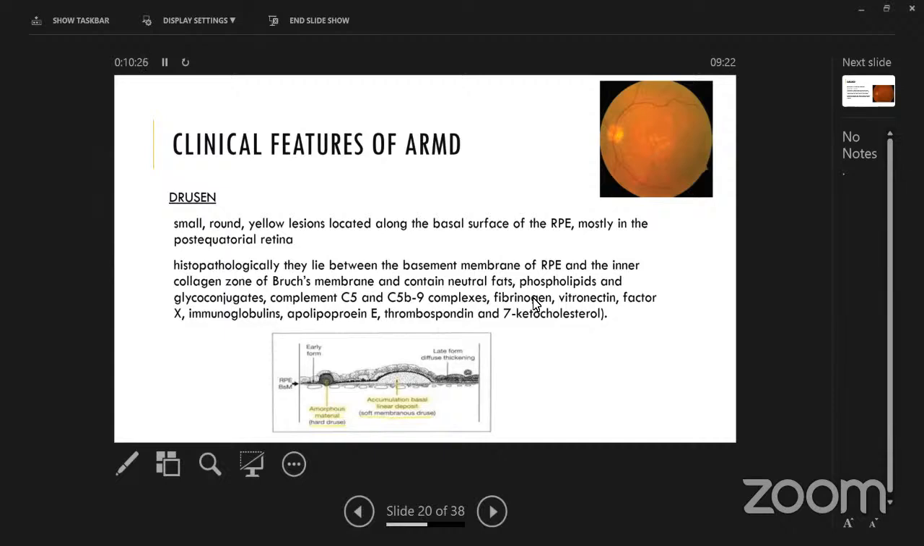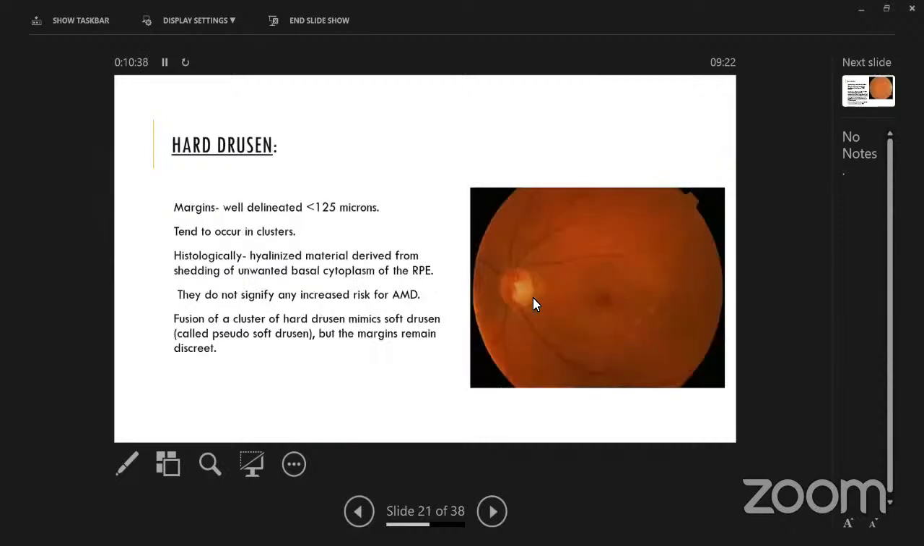Histopathologically, they lie between the basement membrane of RPE and the inner collagen zone of Bruch's membrane and contain the debris which is present. They contain fats, phospholipids, and other complements. So hard drusen have well-defined margins. They are smaller. They are less than 125 microns, and they tend to occur in clusters. They do not signify any increased risk of AMD.